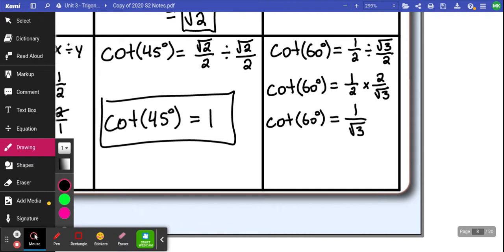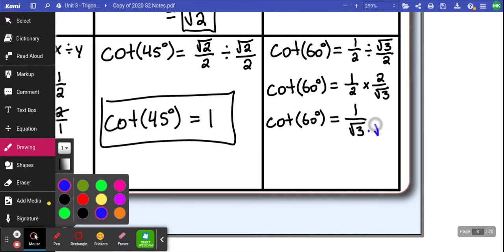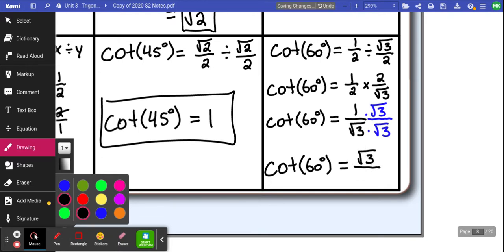Which is correct, but mathematically not proper because you can't have a radical on the bottom. So we rationalize our denominator. We multiply the bottom by root 3. What you do to the bottom, you do to the top. That gives us the cotangent of 60 degrees equals 1 times root 3 on the top. Root 3 times root 3 is root 9, which is just 3. So the cotangent 60 degrees is root 3 over 3.